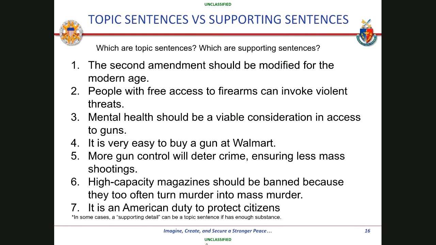Roberta, since I have you on the line, can you read number 2? People with free access to firearms can invoke violent threats. Okay, type in the chat. Do you think this is a topic sentence or supporting sentence? Yes, it is a supporting sentence. Good one. Jelson, what do you think? Jelson, why is it a supporting sentence?